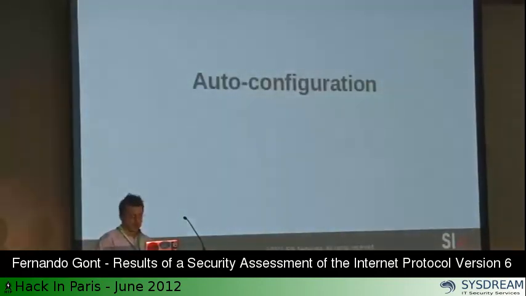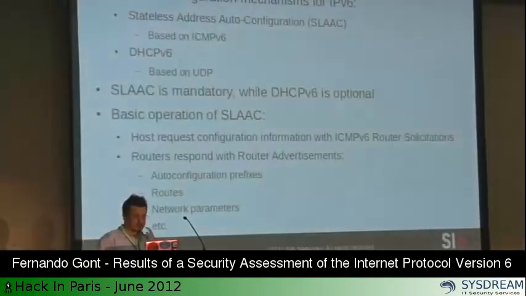A couple of words about auto-configuration. In IPv6, you have essentially two different mechanisms for auto-configuration, SLAAC and DHCP version 6. SLAAC is mandatory, whereas DHCP version 6 is optional. The basic operation of SLAAC is that a host will send ICMP router solicitations and will receive the network configuration in router advertisements. That's a very basic way of doing auto-configuration.